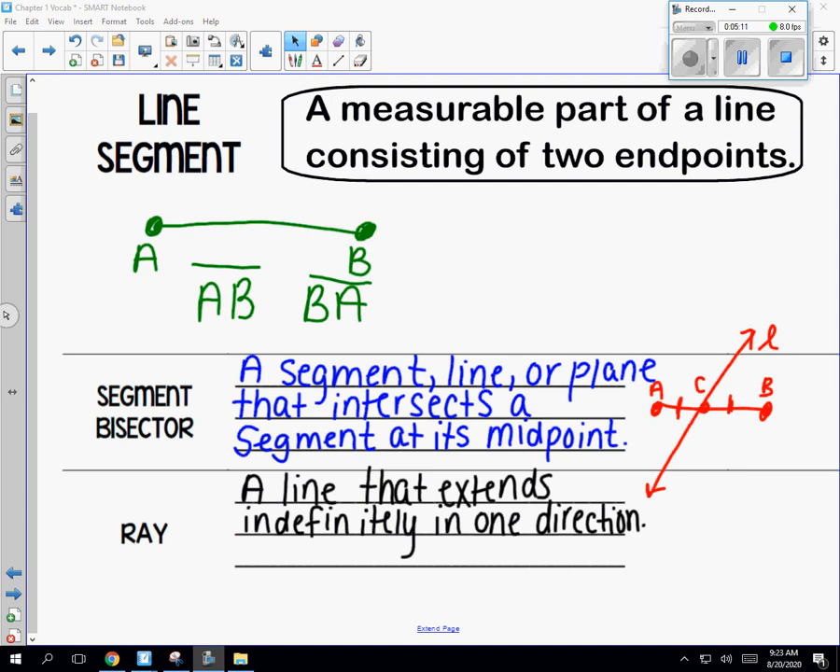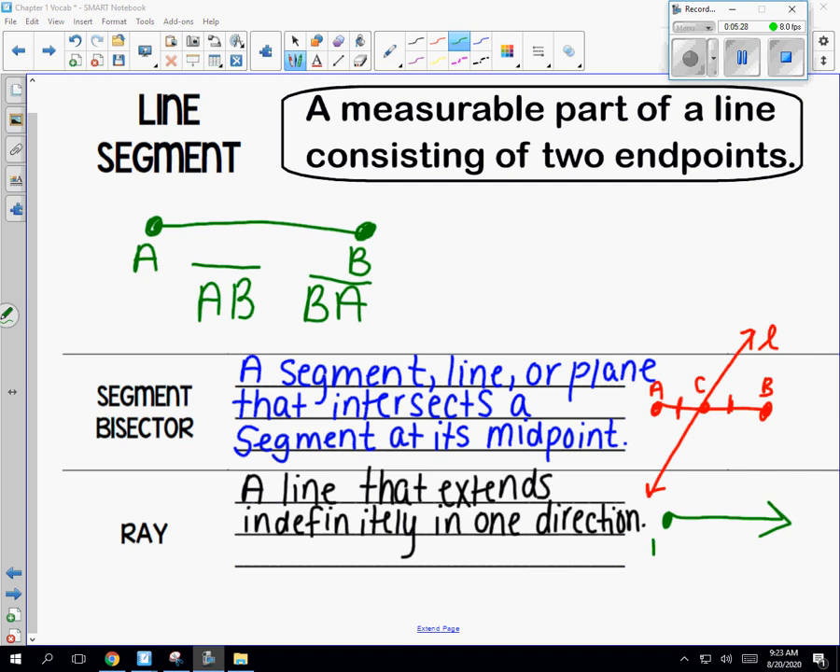A ray is a line that extends indefinitely. It just keeps going in one direction. So you'll always have an endpoint on one side of the ray, and then the other side is an arrow because it just keeps going and going and going.